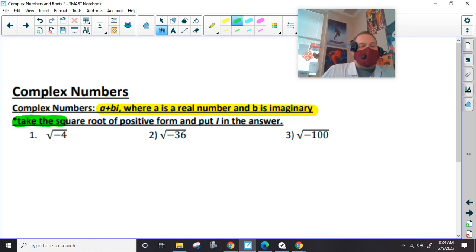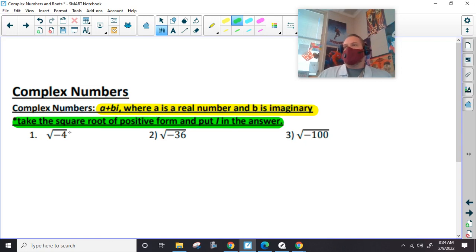Okay. We're going to take the square root of the positive form and put I in the answer. That's all we have to do with these problems right here. Okay. So, like number 1, what is the square root of 4? 2. Yes, it is 2. And then we just put the I right there. Bam. It's done.